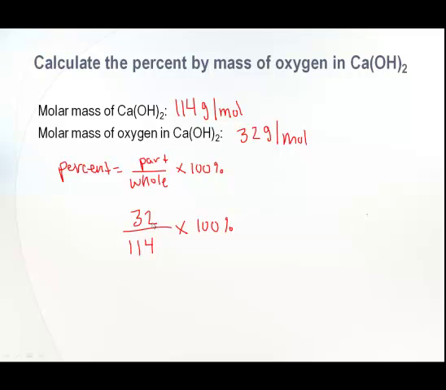The numbers that we started with both had units of grams per mole, but since we're dividing them, those units cancel out. So whenever we multiply by 100%, the only unit that we're going to be left with is percent. When you do this algebra, 32 divided by 114 times 100%, you get 28%. So 28% of the mass of a mole of calcium hydroxide is going to be just oxygen. So that's 28% oxygen.